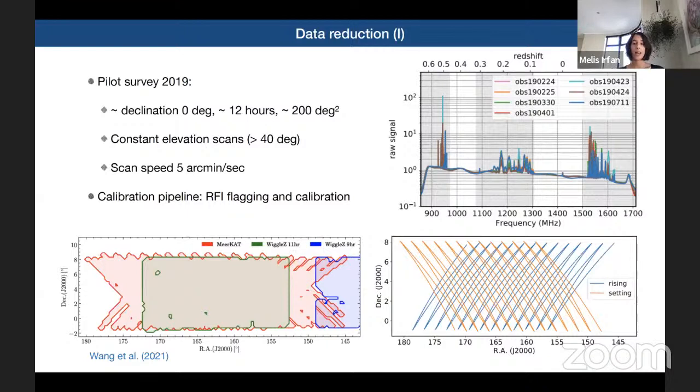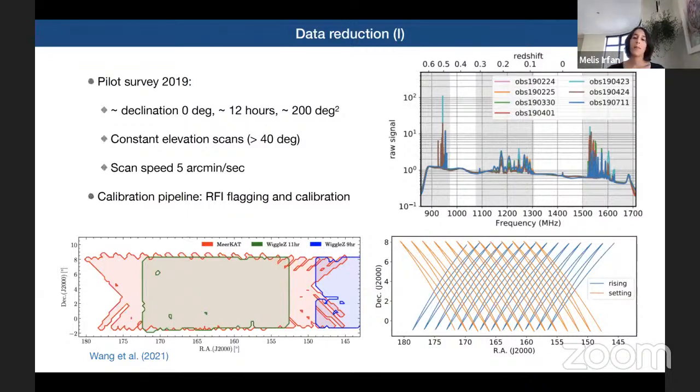Our data reduction, our calibration pipeline, has two big jobs. The first of which is RFI flagging. So we suffer greatly from RFI, as I think everybody does, hearing about it in this conference. And essentially, the pipeline is responsible for flagging our RFI.